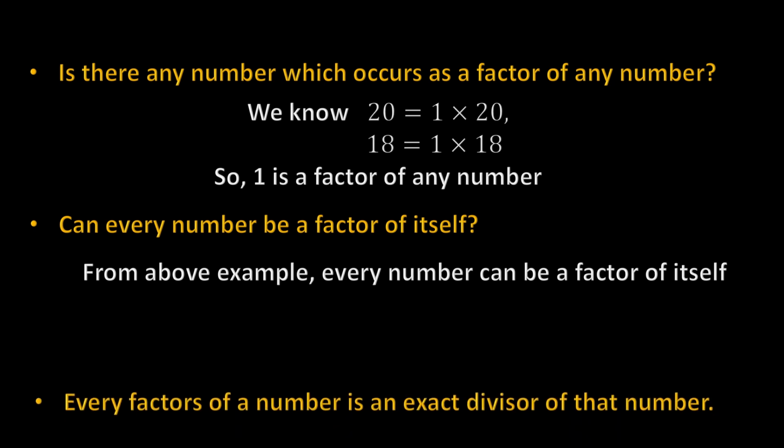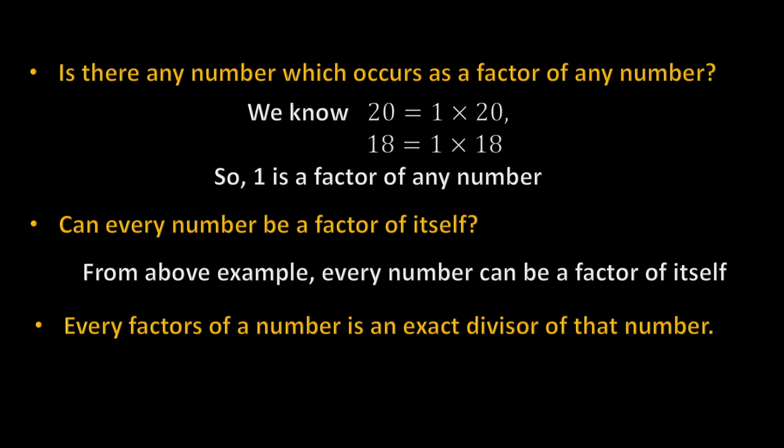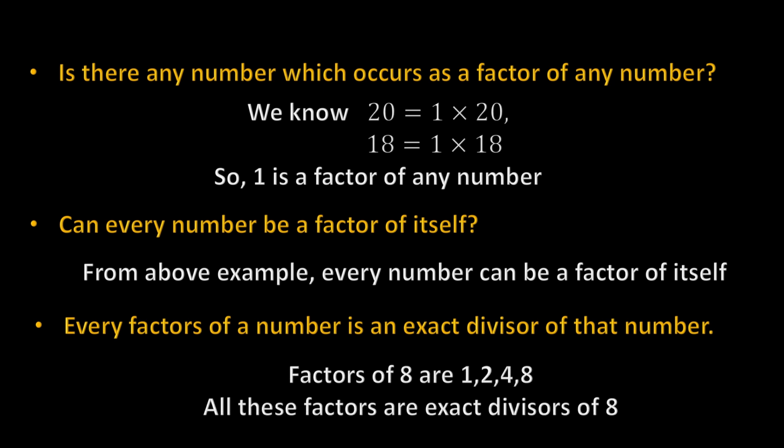Next property, every factor of a number is an exact divisor of that number. For example, factors of 8 are 1, 2, 4 and 8. We can say that each one of these numbers is an exact divisor of 8. So we can say that every factor of a number is an exact divisor of that number.